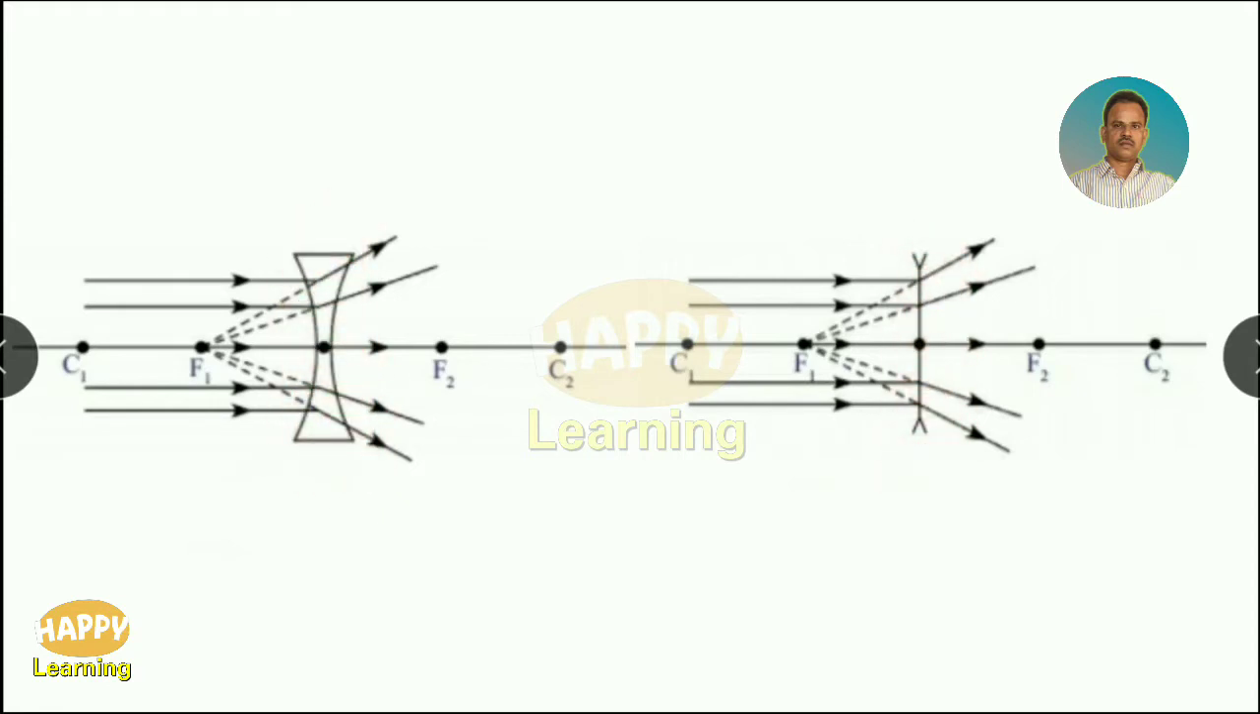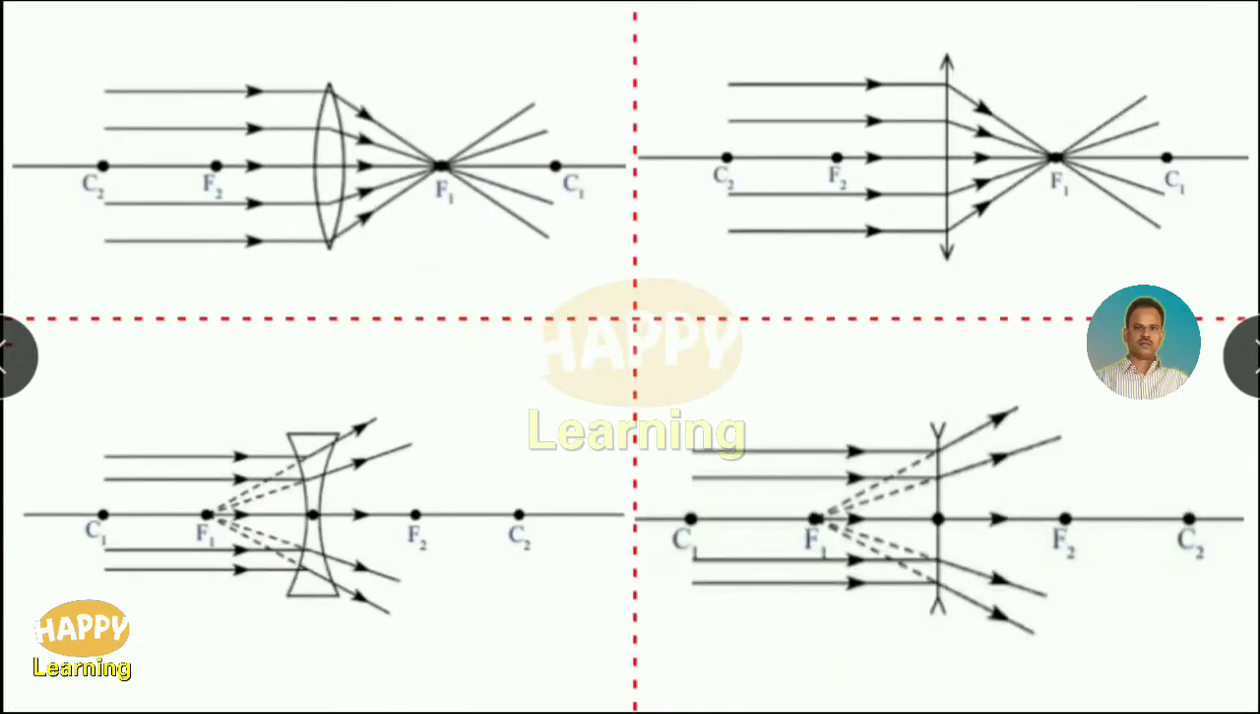Next. So these are the four diagrams. This is a convex lens, and this is the symbol for a convex lens. This is a concave lens. This is the symbol for a concave lens. Okay. Next.